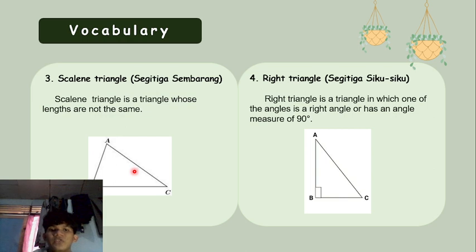Next one is right triangle, or we also call segitiga siku-siku. A right triangle is a triangle in which one of the angles is a right angle, or has an angle measure of 90 degrees. You can see this picture for example.